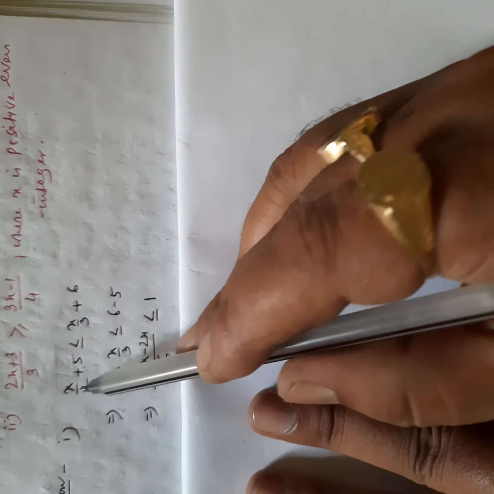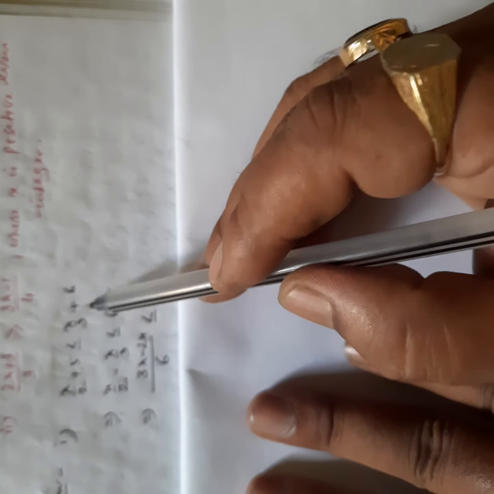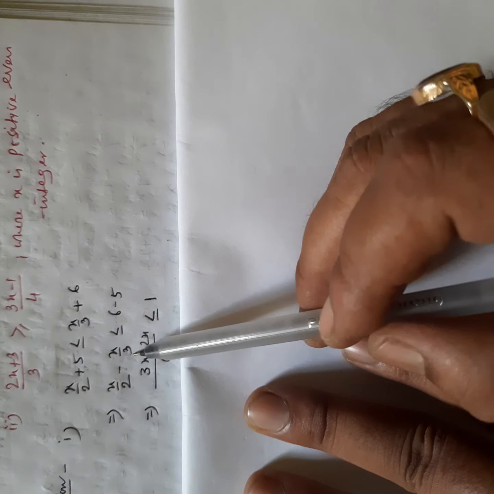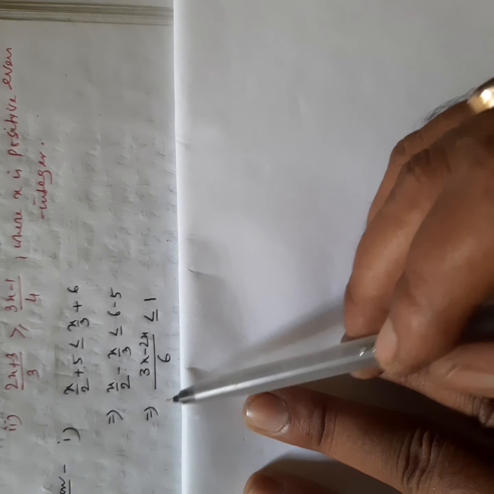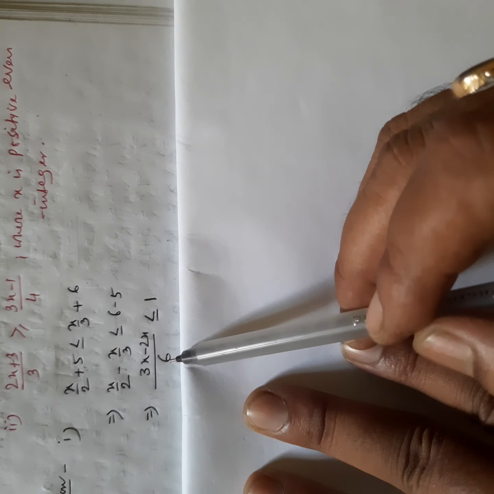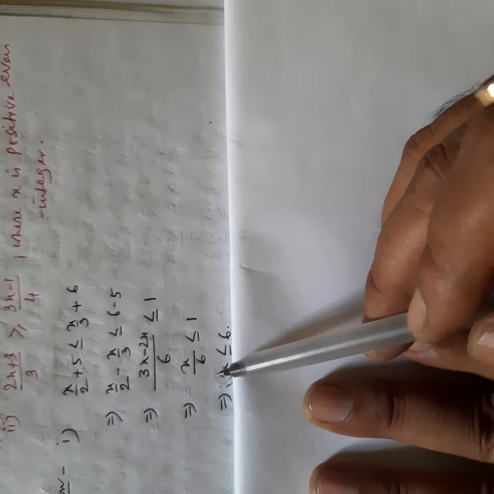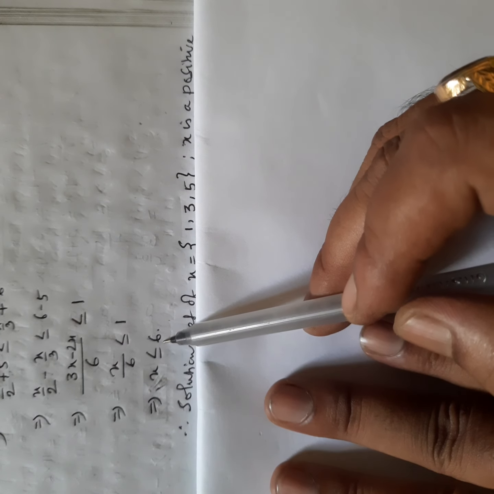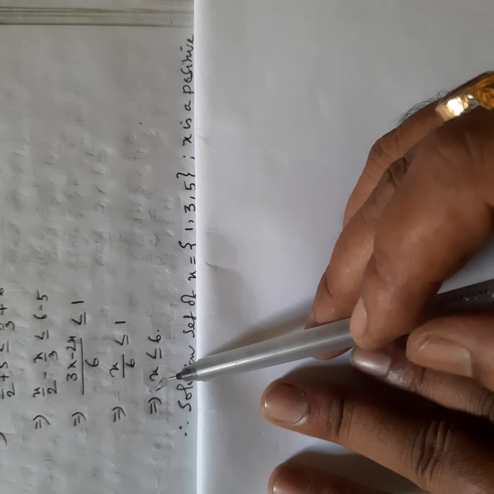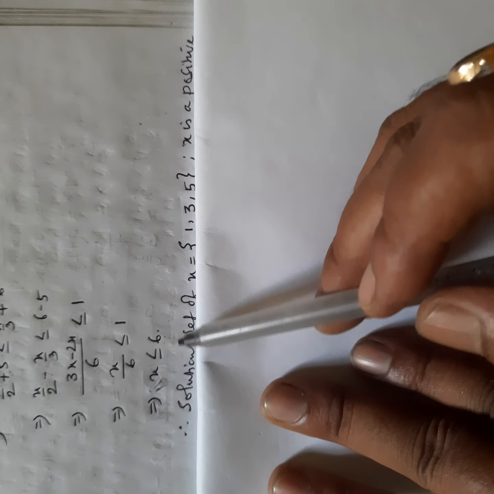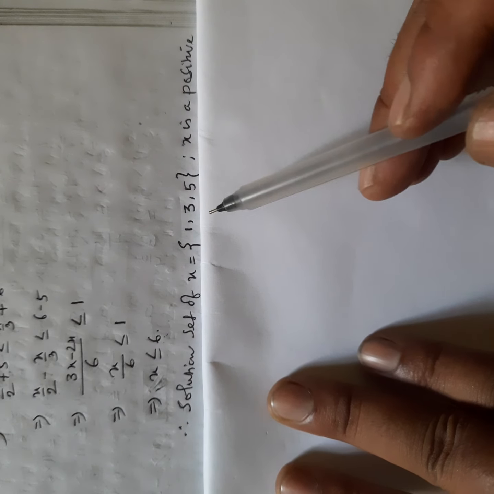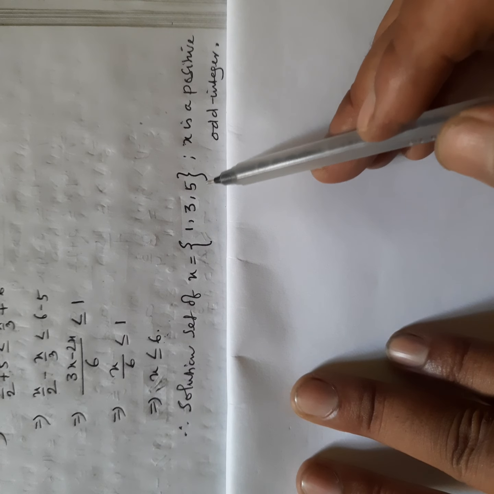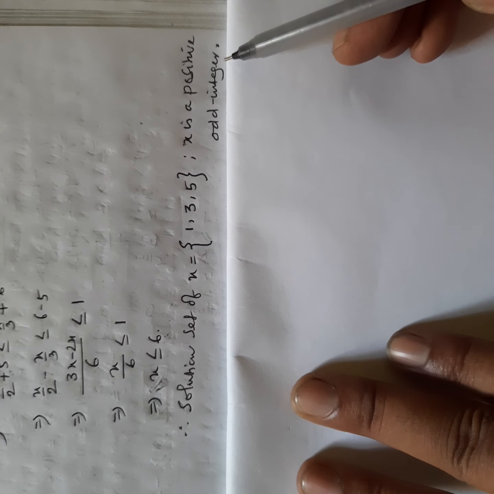Solution: x/2 + 5 ≤ x/3 + 6. This implies that x/2 - x/3 ≤ 6 - 5. This implies that (3x - 2x)/6 ≤ 1. This implies that x/6 ≤ 1. This implies that x ≤ 6. That means the value of x is 6 or less than 6, and x is a positive odd integer. Therefore the solution set of x is 1, 3, 5.